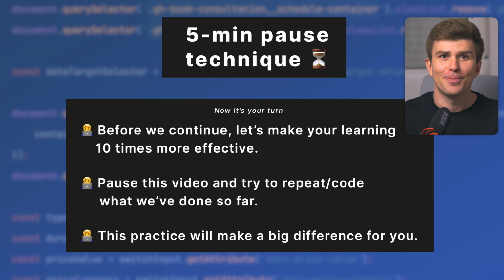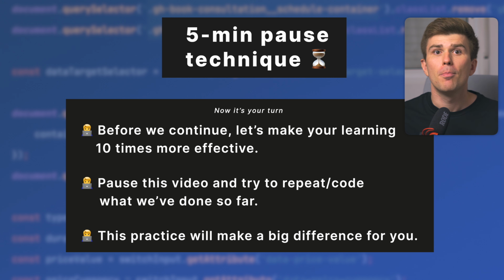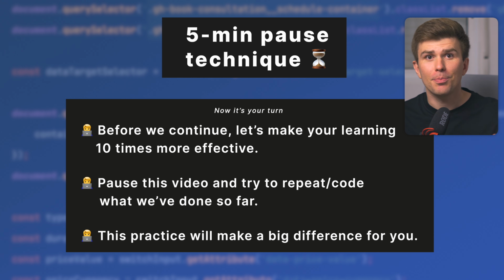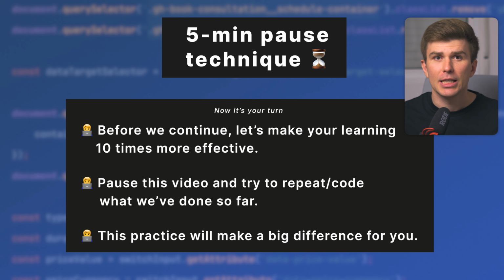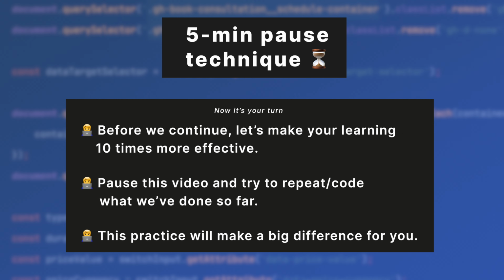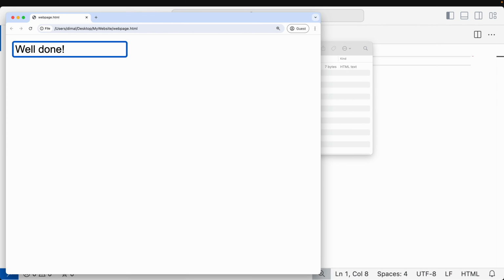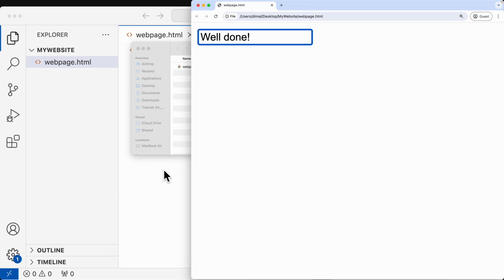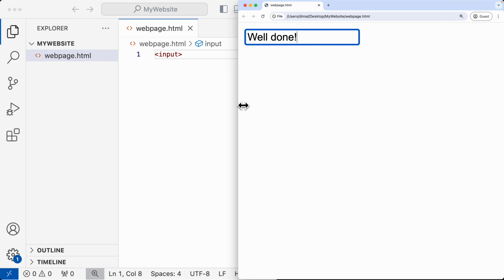Now it's your turn. Before we continue, let's make your learning 10 times more effective. Pause this video and try to repeat what we've done so far. This practice will make a big difference for you. Next, we'll place Google Chrome and VS Code side by side so that we can have a better view.